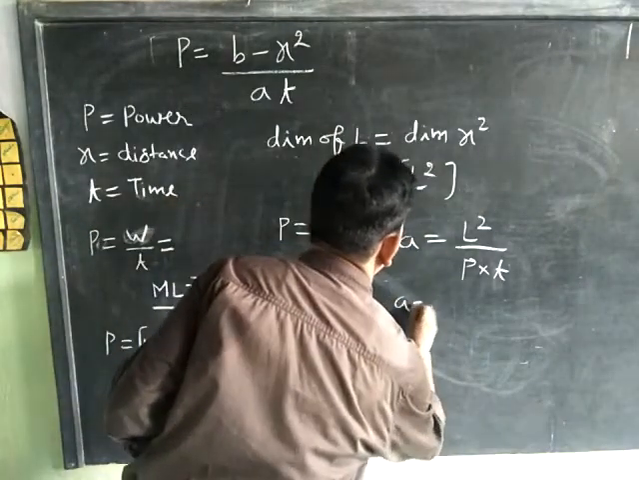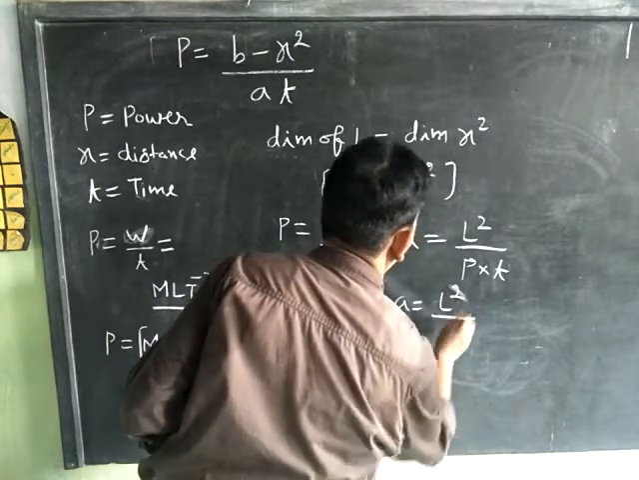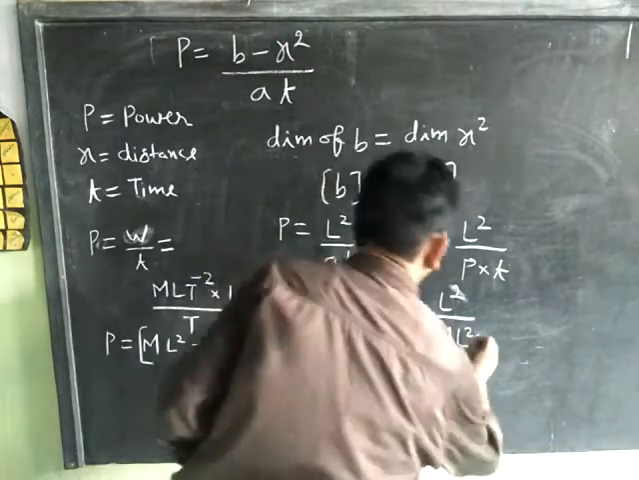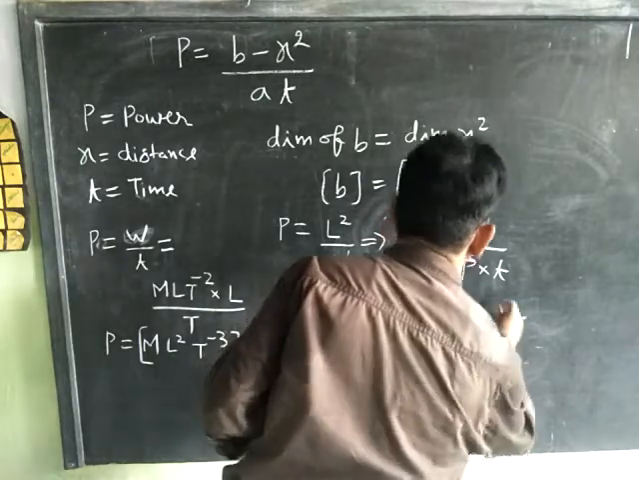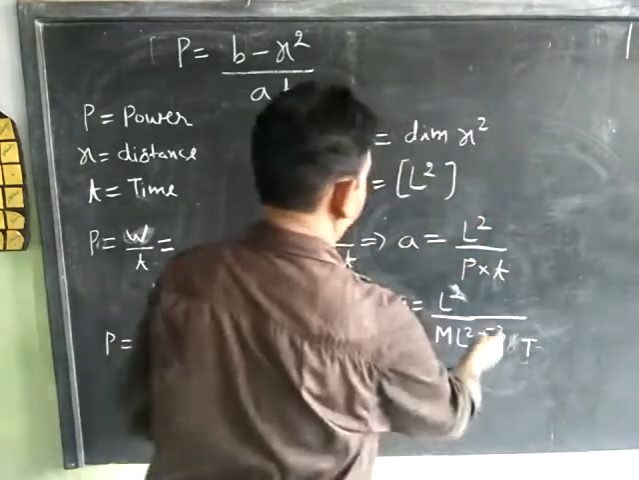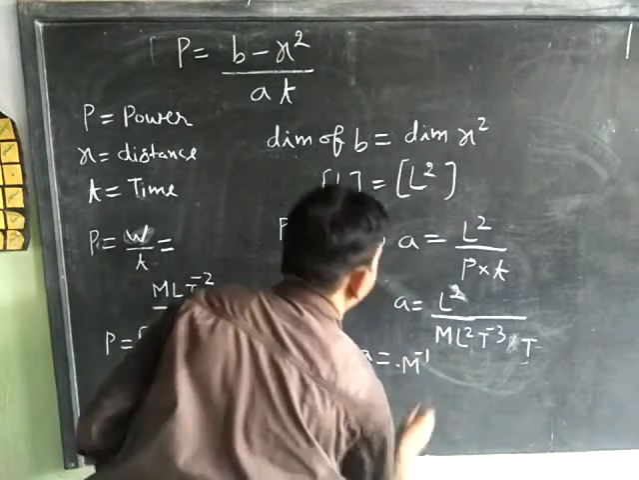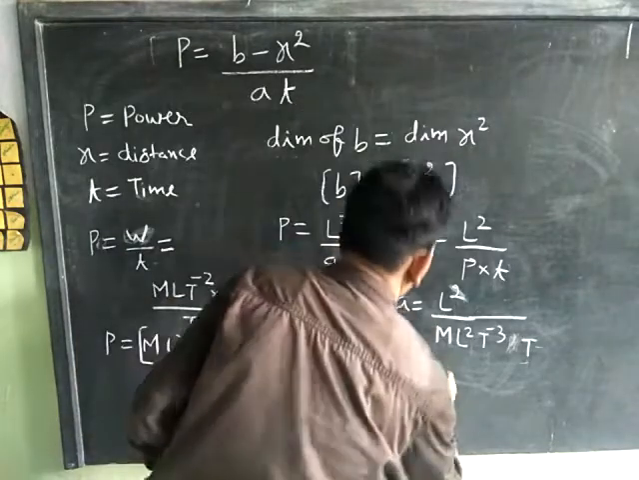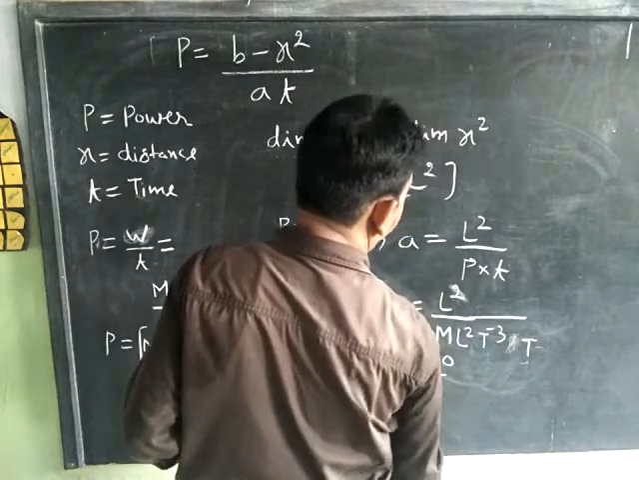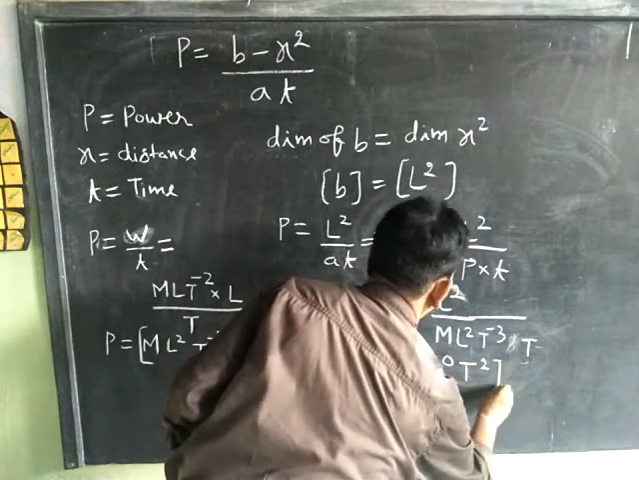Thus A is equal to L square upon M L square T power minus 3 into time T. When we solve this, we find dimension of A is M power minus 1, L power 0, T power minus 2 and T power 2.